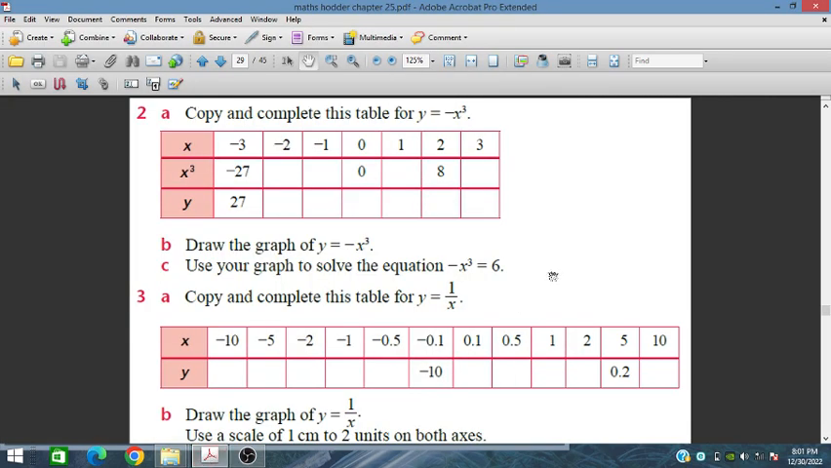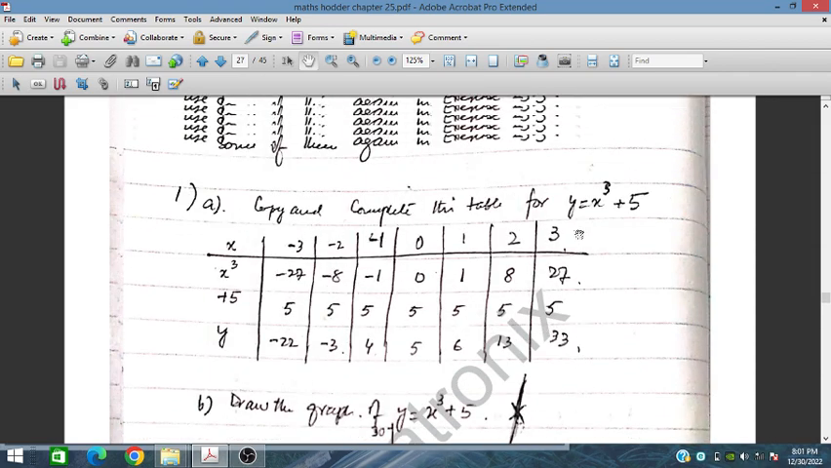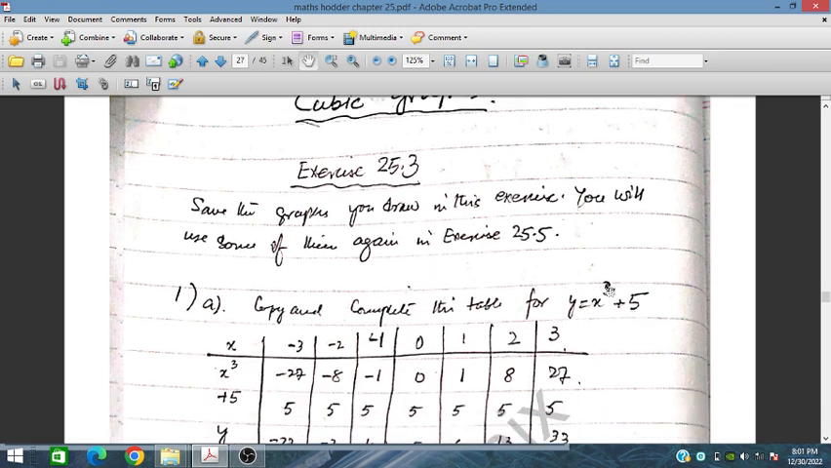Bismillahirrahmanirrahim. In this session, we will discuss cubic graphs like this. So, cubic graph, we have a cubic function, and the power of x is up to 3.